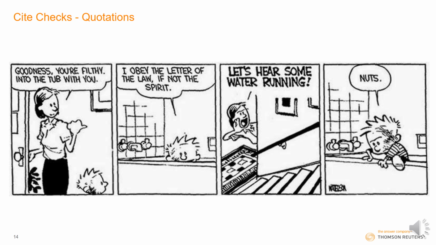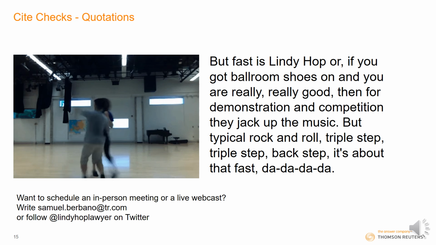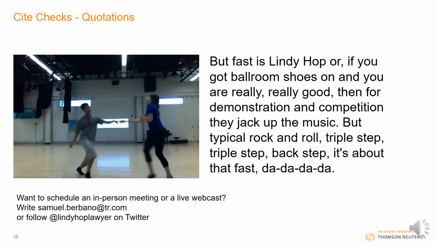Next, we'll talk a little bit about cite checks and quotations. We're continuing into Calvin and Hobbes. Calvin is ordered into the tub by his mother and told to obey the letter of the law, if not the spirit. So even though Calvin is in the tub, you have to keep the water running, you have to obey the letter of the law. So cite checks are about finding out the letter of the law. Let me give you an example of the letter of the law here.